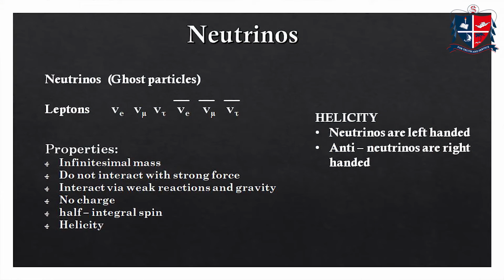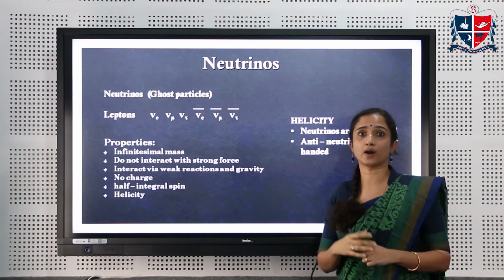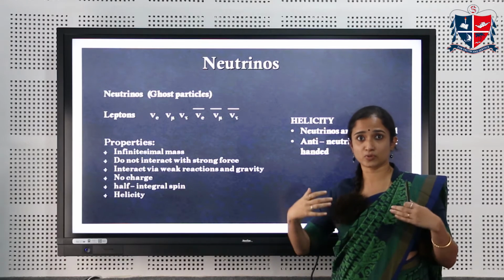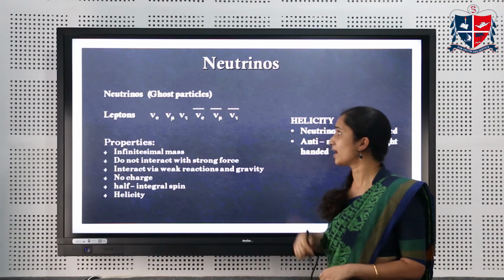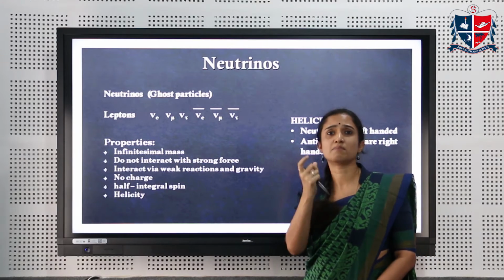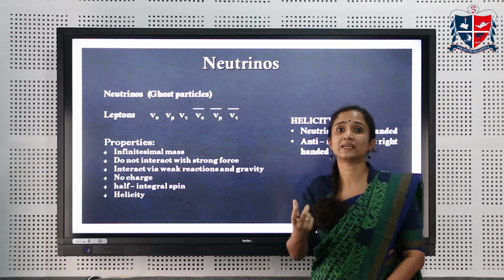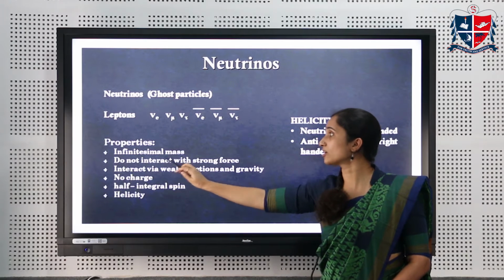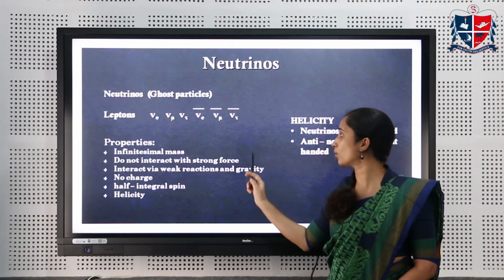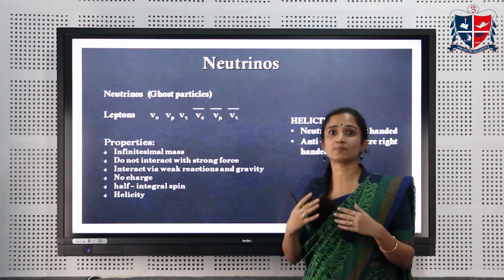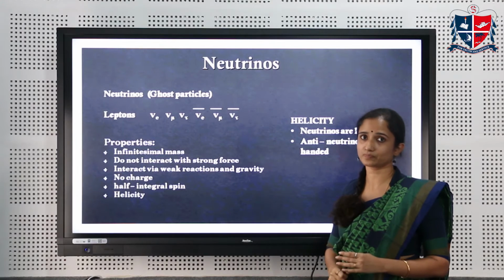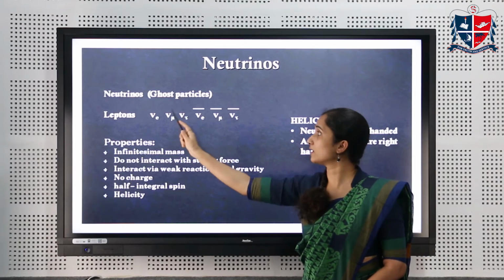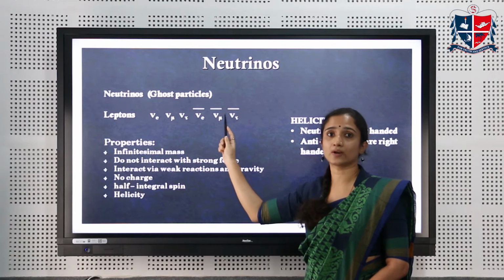Now one important particle among the leptons that we are focusing on is neutrinos. Neutrinos are also called ghost particles. Why? Because at any given time, at the present moment, millions of neutrinos are passing through our body. So neutrinos are a part of the cosmic radiation and they are infinitesimally massless. Their mass is so small that it could not be detected. They have no charge, they do not interact with strong forces, and they have weak interactions with gravitation and weak reactions. So it is extremely difficult to detect or measure the properties of neutrinos, hence they are called ghost particles. So in leptons, we have 6 neutrinos, electron neutrino, mu neutrino, tau neutrino, and their corresponding antiparticles.